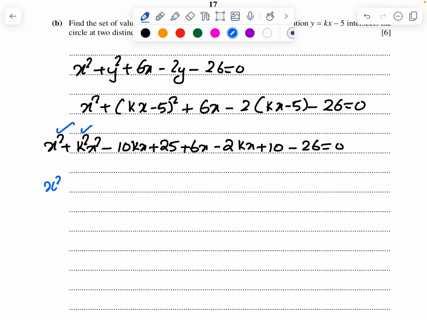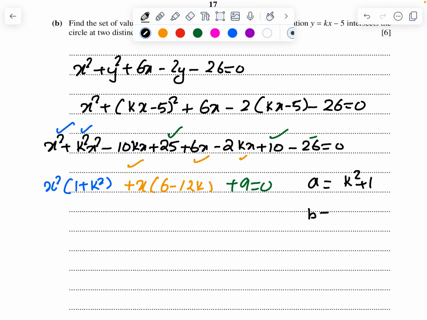These two are x² terms. Take common (1 + k²). Then these three are x terms. Take x common. It becomes (6 − 12k). Then these three are numbers. So it becomes plus 9 equals 0. From there, compare: A is k² + 1, B is 6 − 12k, and C is 9.